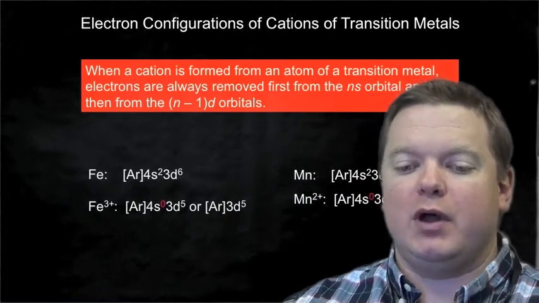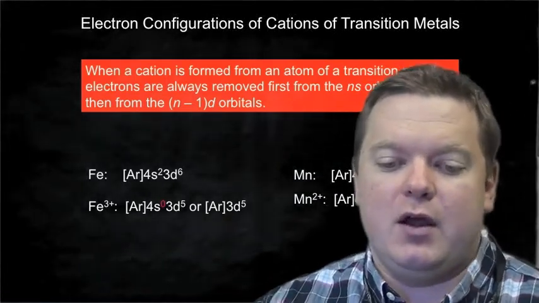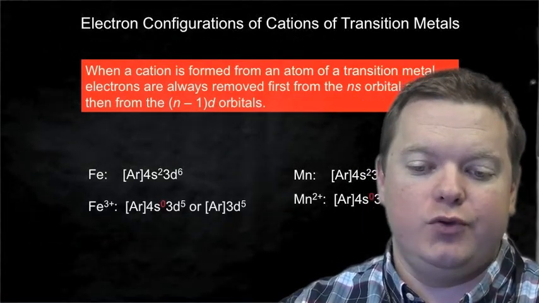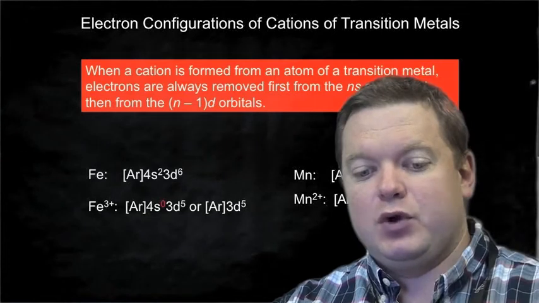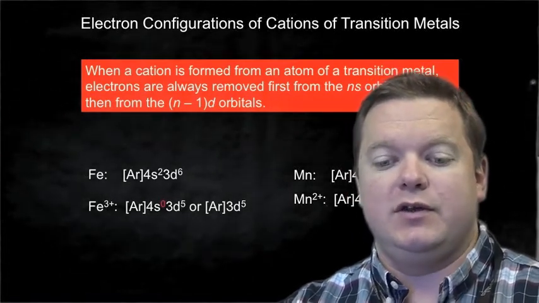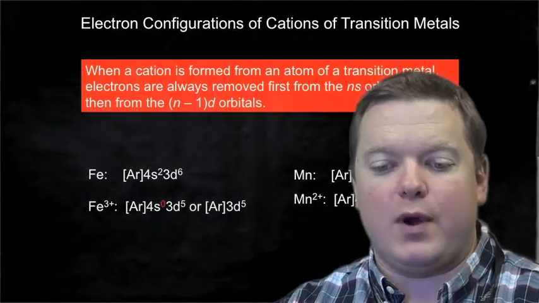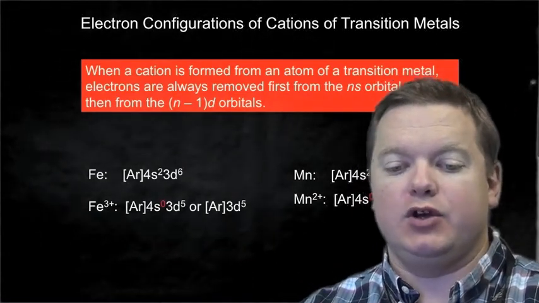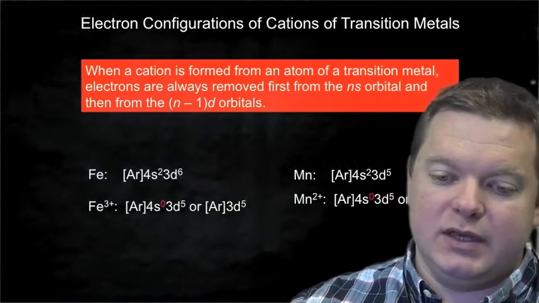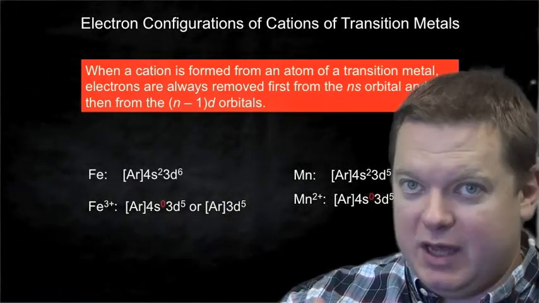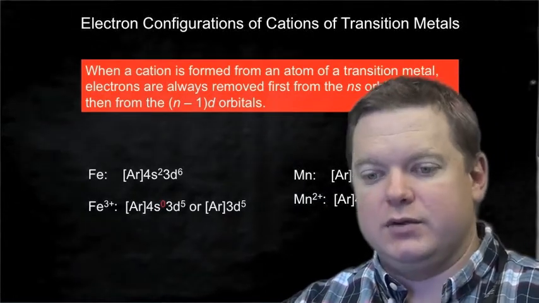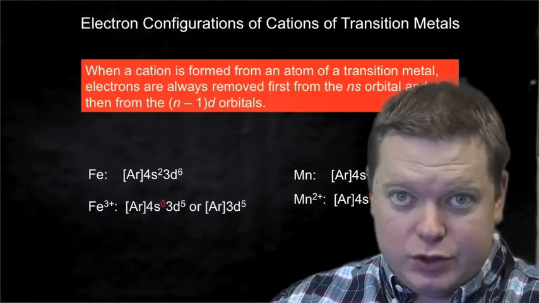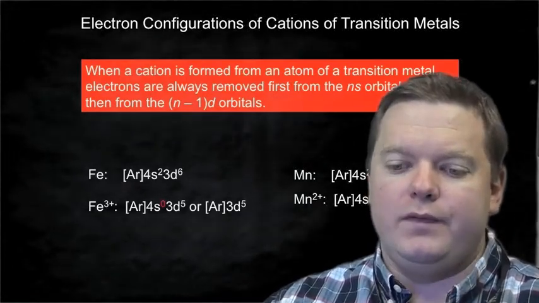But if we look at iron 3+, the electron configuration for iron is Ar 4s2 3d6. So if it's going to a 3+, it's going to lose 3 electrons. The first 2 that come out are from the 4s orbital. The last one comes out of the d. So the electron configuration for iron 3+ is Ar 3d5, where we've lost those s electrons. We can do something similar for manganese here. When we go to a 2+, those first 2 electrons come out of this s orbital.